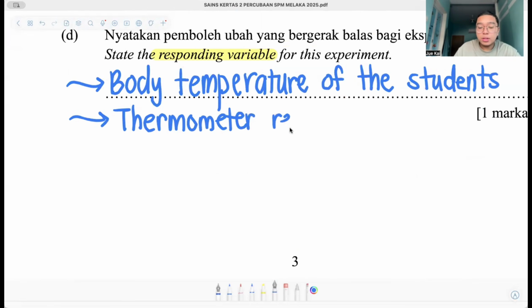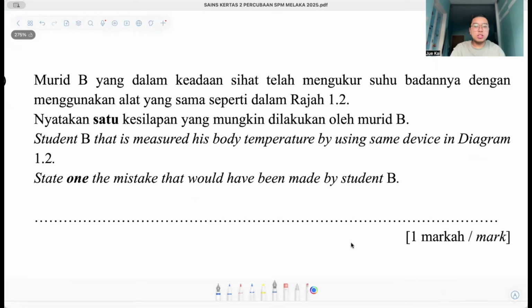Clear or not? So for RV or responding variable, what you need to do is refer to the reading, the thing you measured, the recording, the table, and the result. It's actually 5 things. You can get it from these 5 things. Clear or no? Okay or not? Okay. So let's proceed to the last question.